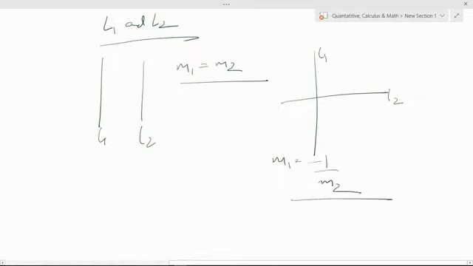Now when there are two non-vertical lines, let's say L1 and L2, and they are perpendicular to each other, or they are crossing each other, let's say. So this is line L1 and this is line L2. We'll see M1 is equal to minus 1 upon M2, or this could be written as M1 into M2 is equal to minus 1.